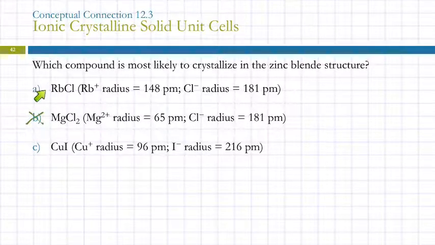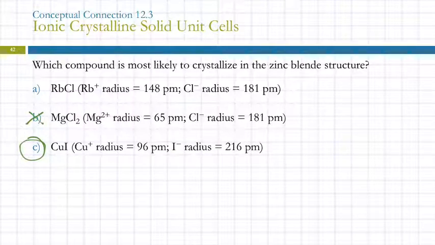So then we're selecting between rubidium chloride and copper iodide. What we're going to do is compare the sizes of the ions. Here we've got 148 and 181. The chloride's bigger, but not terribly much. And here we've got copper 96 and iodide 216. So this is a larger size difference, so it's probably C. This one, rubidium chloride, is probably going to do the rock salt structure because the ions are more similar in size. Any questions?